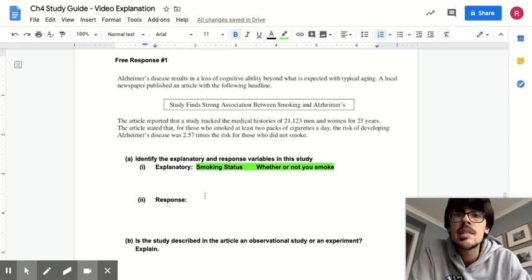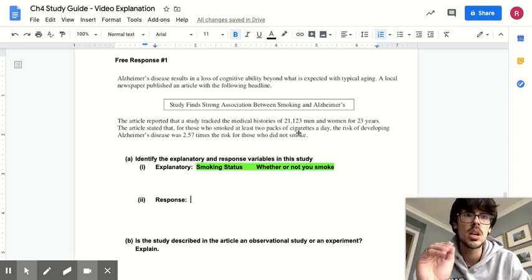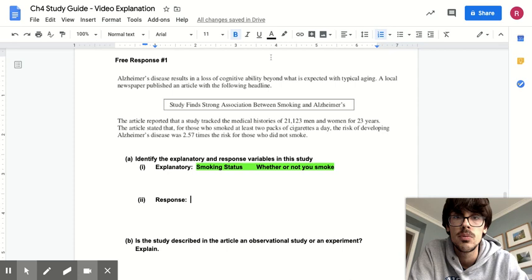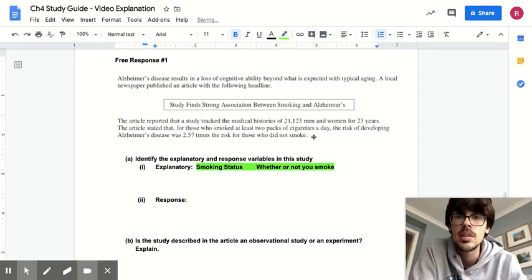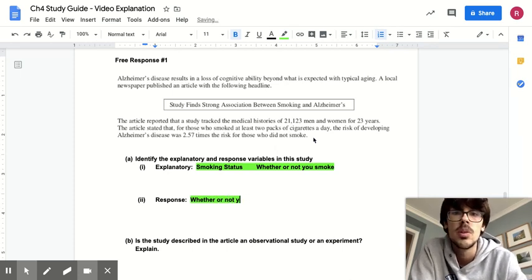Similarly, on the response variable, you need to say something like, people would just say smoking, Alzheimer's, done. That would not have gotten full credit on this question. So for this one, what I would want to say is something to the effect of whether or not the subject developed Alzheimer's.